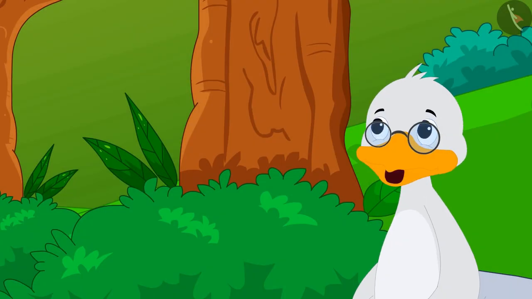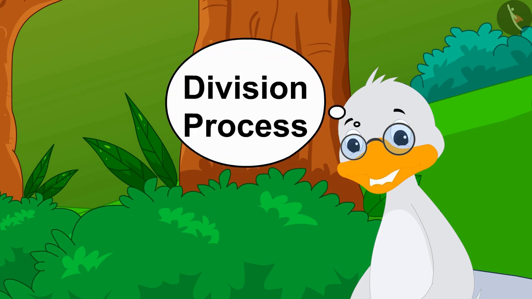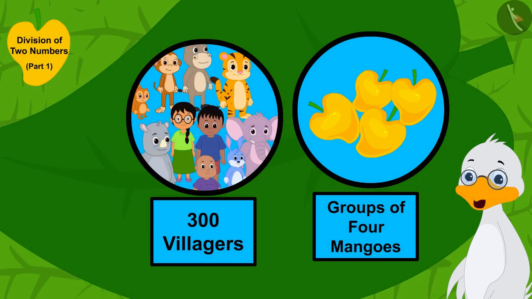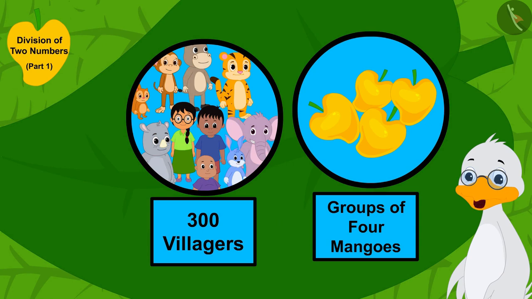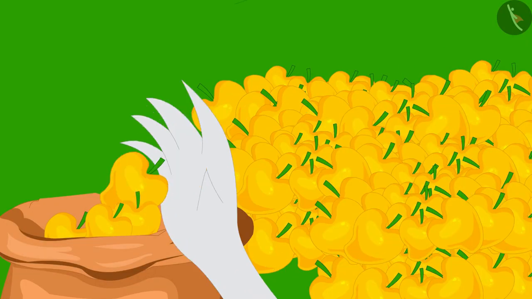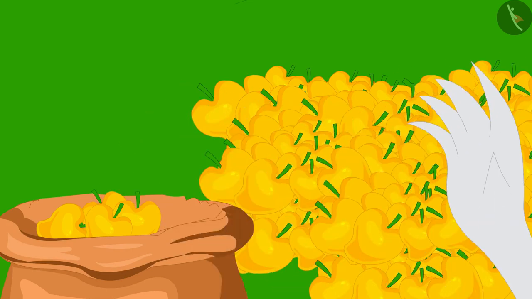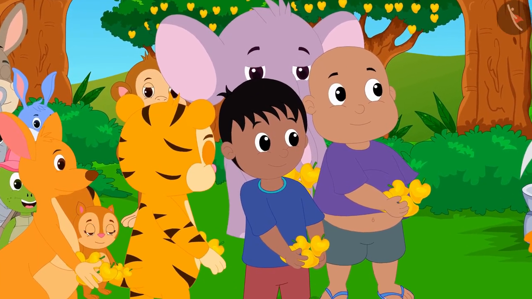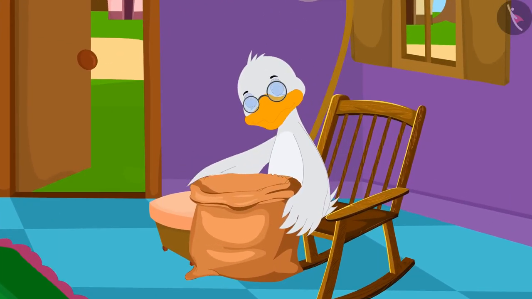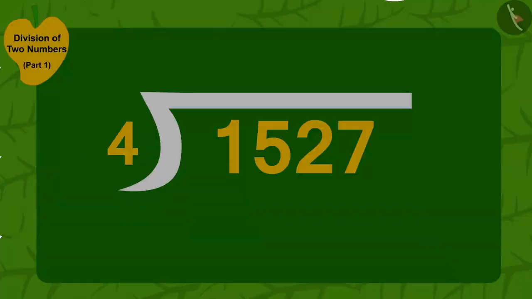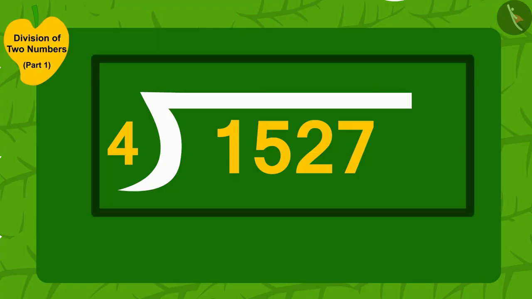Uncle said, "I can do this by using the division process. I can divide these mangoes equally among 300 villagers by putting them in groups of four mangoes." Barbole uncle immediately filled all his mangoes in one bag and distributed them in groups of four mangoes equally among the 300 villagers. When uncle returned home, he saw that there were still some mangoes left in his bag. Barbole uncle immediately wrote it down on a piece of paper.